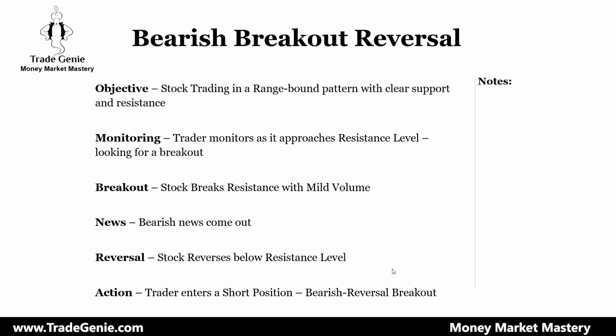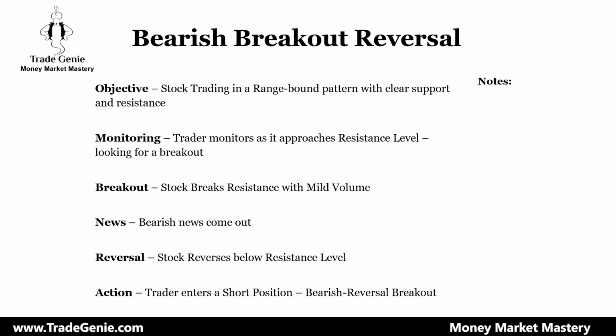So the stock broke the resistance level, but with mild volume. And then the negative news comes. So when the stock breaks the resistance level, the volume was low, and then the bearish news comes. So when the bearish news comes, the stock comes below the resistance level. So let's say the stock was trading at 100 and the resistance was 101, and the stock breaks 101 with low volume, and then the news comes out.